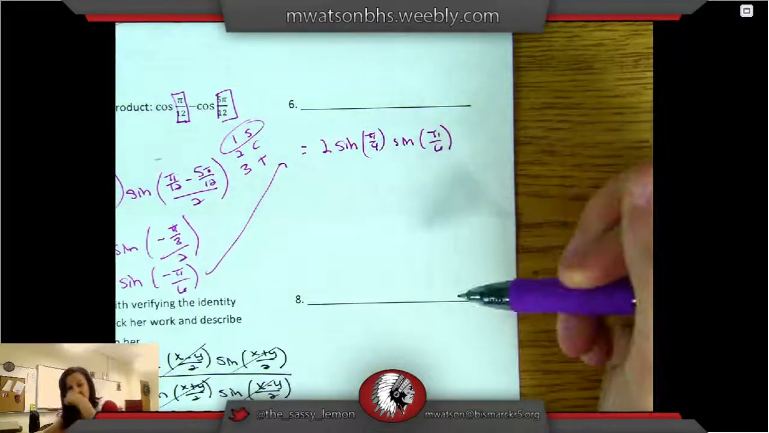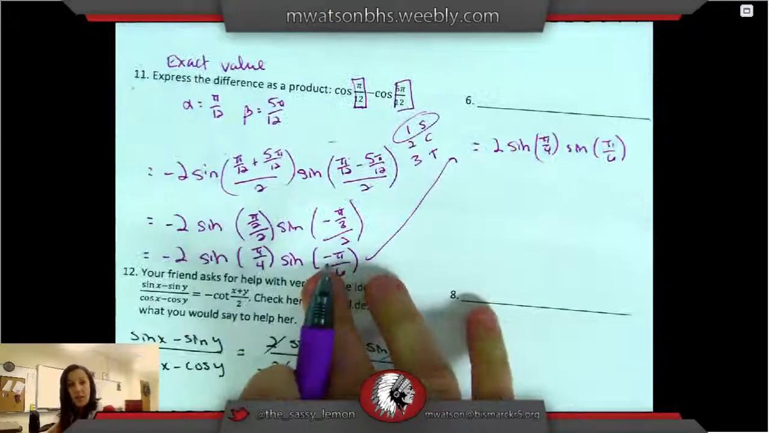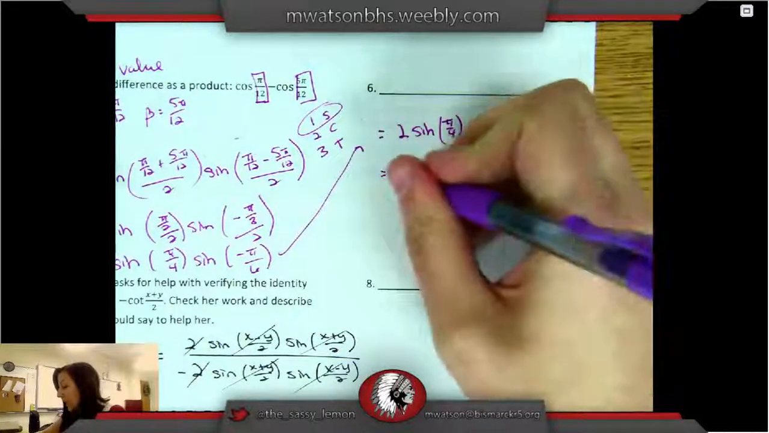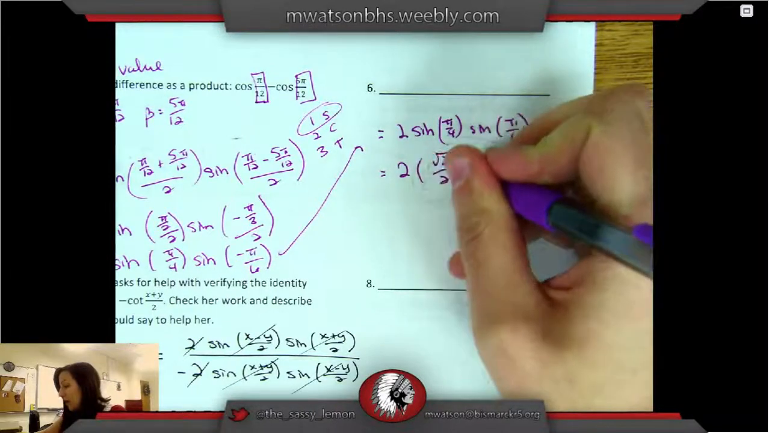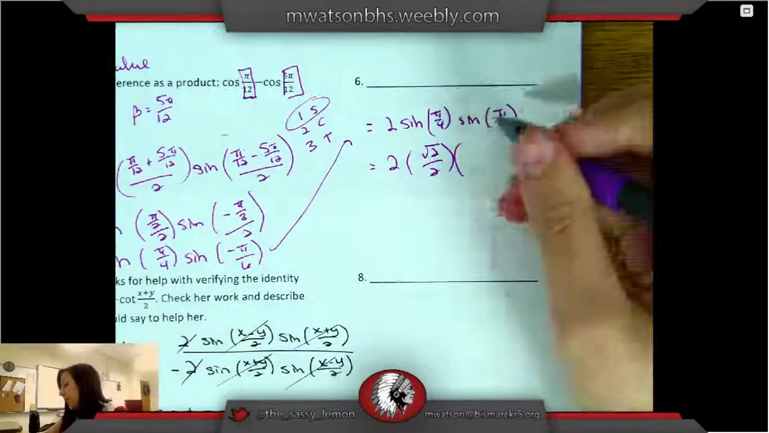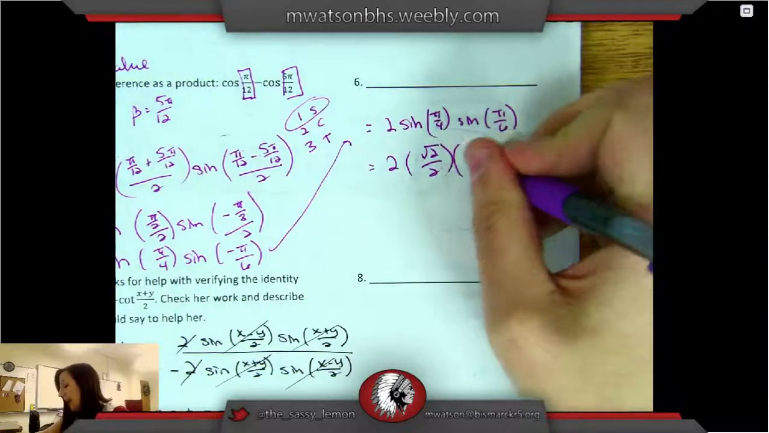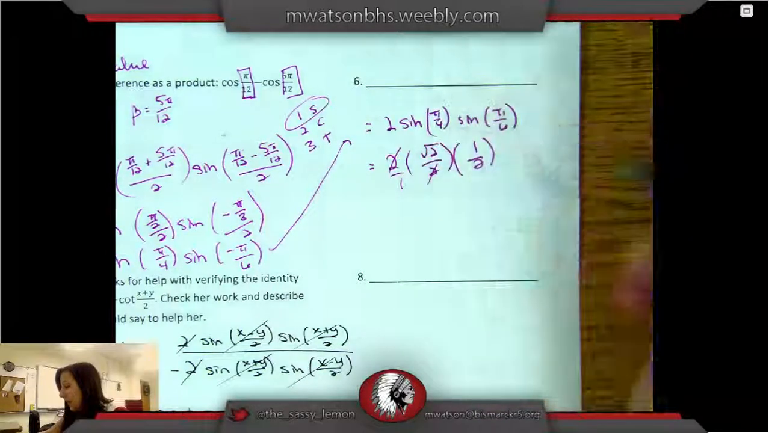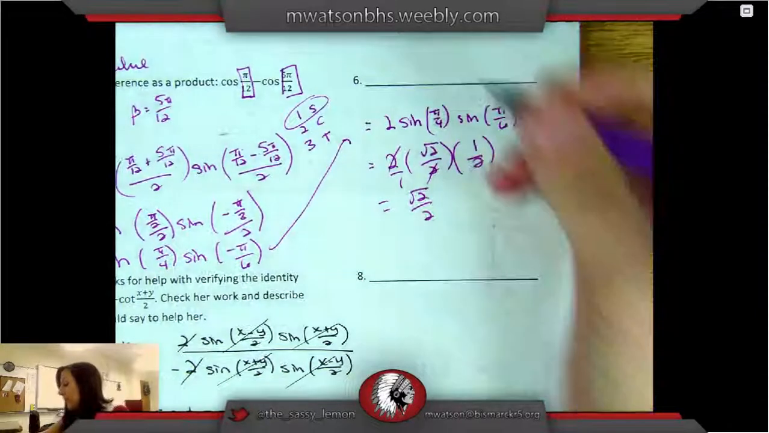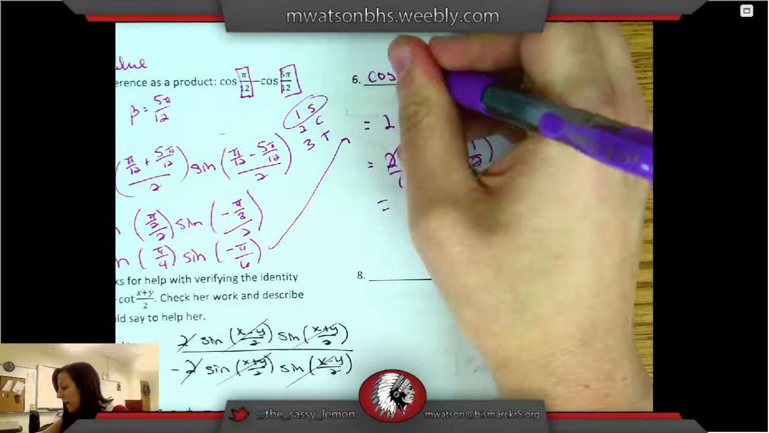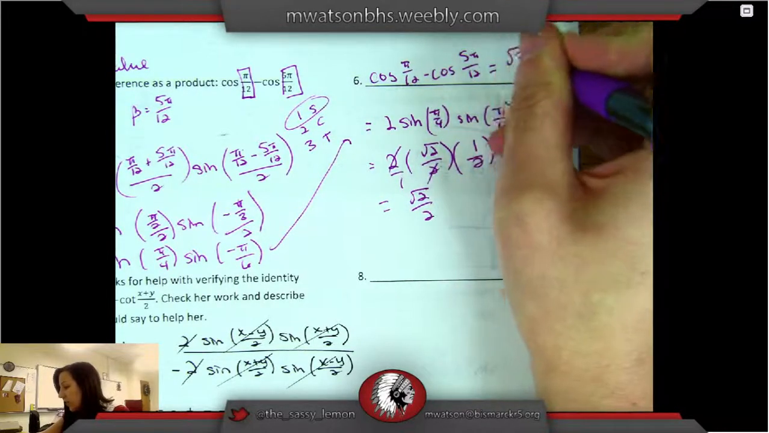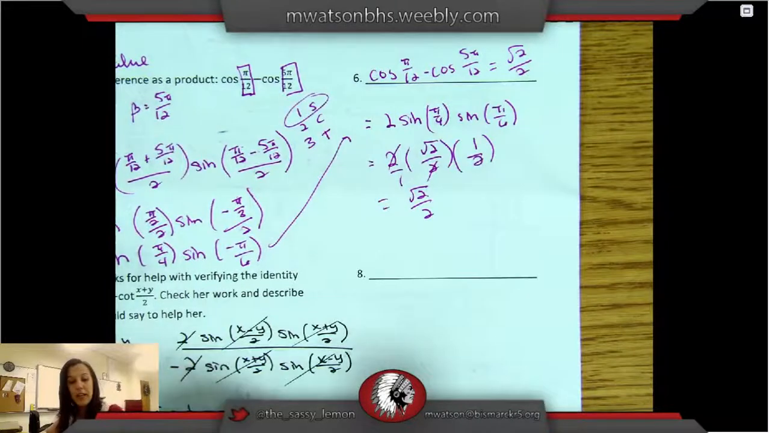Now at this point we could technically stop because of the instructions, but if it says find the exact value, then you would go one step further and actually get the number answer by substituting in for these angle measures. And sine of pi over 6 would be 1/2. And so your final answer would be square root of 2 over 2. And on the line, if they asked you to find exact value, you need to write cosine of pi over 12 minus cosine of 5 pi over 12 equals square root of 2 over 2. And that would be it.